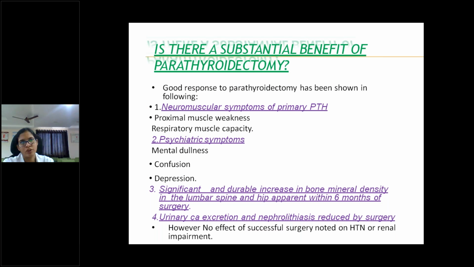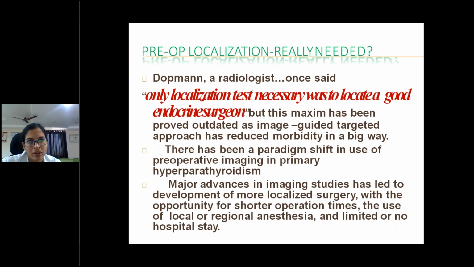A good response to parathyroidectomy is shown in neuromuscular symptoms, that is proximal muscle weakness, respiratory muscle capacity, and confusion, depression, all this mental illness. There is a significant and durable increase in bone mineral density within 6 months of surgery, and urinary calcium and nephrolithiasis are reduced by surgery.